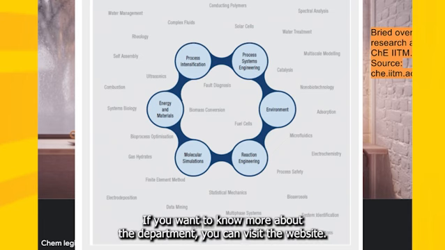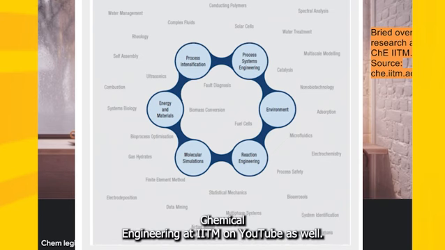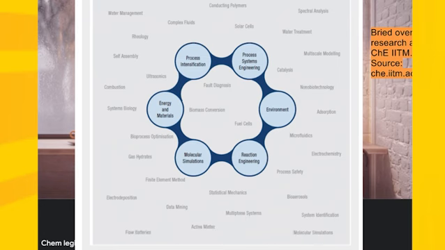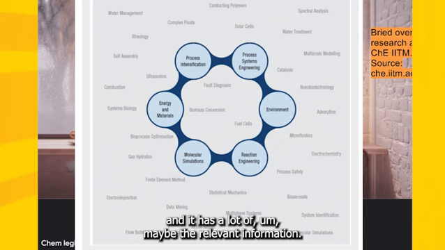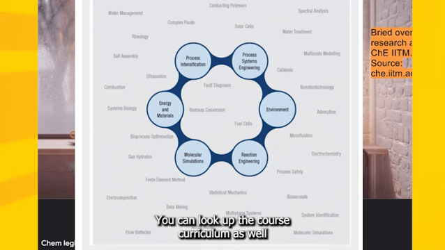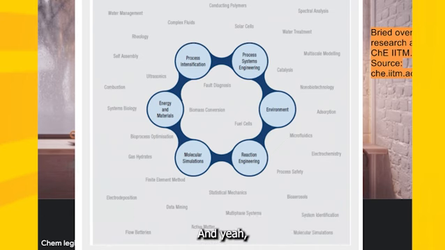If you want to know more about the department, you can visit the website. You can look up Chemical Engineering at IITM on YouTube as well. We have a department website, which is che.iitm.ac.in, and it has a lot of relevant information. You can look up the course curriculum as well, and what electives are available is also given there.